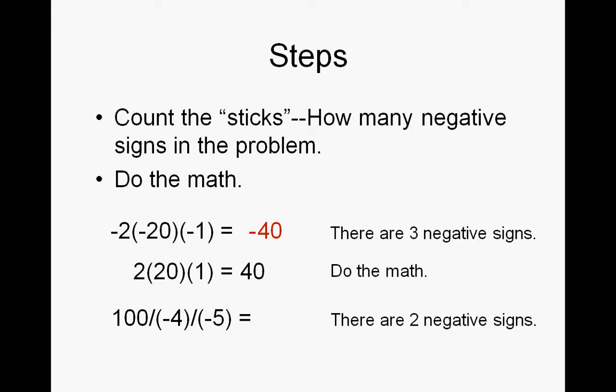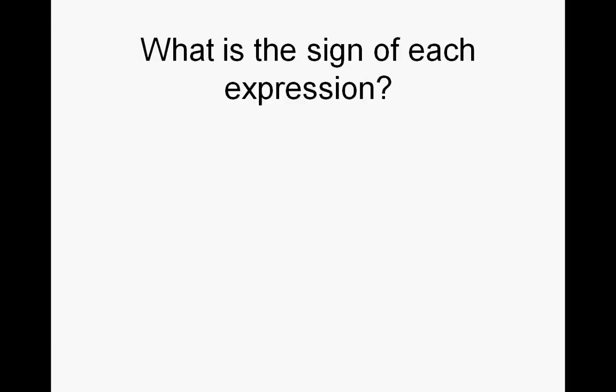If I'm dividing 100 divided by -4 divided by -5, there are only 2 negative signs in this problem, which means my answer is going to be positive. And then I do the math, and that's going to give me 5, so my answer is a positive 5.